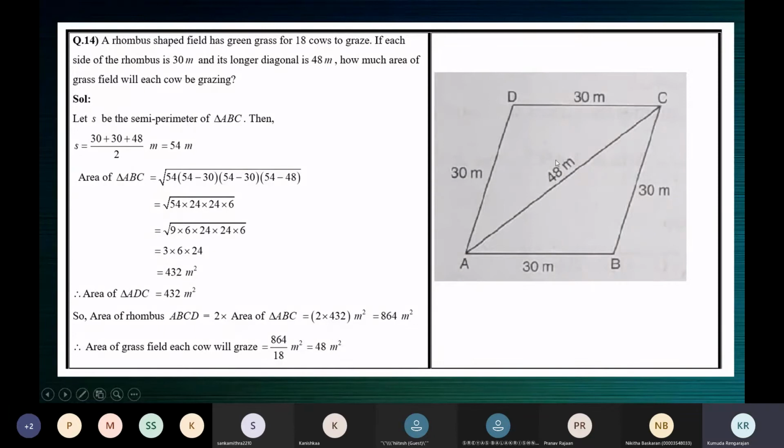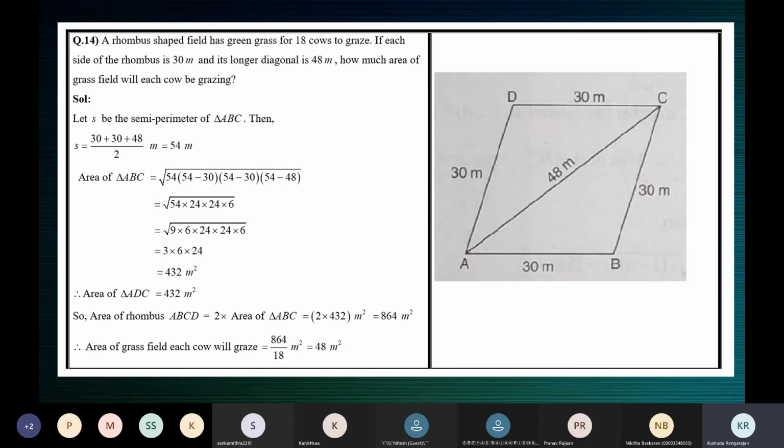So it's a rhombus. Children, it's a rhombus. All the sides are equal. Even if it is given that one side of the rhombus is 30 meters, if one side is 30 meters in a rhombus, we know all the sides are equal. So when one side is 30 meters, the other sides are also 30 meters.